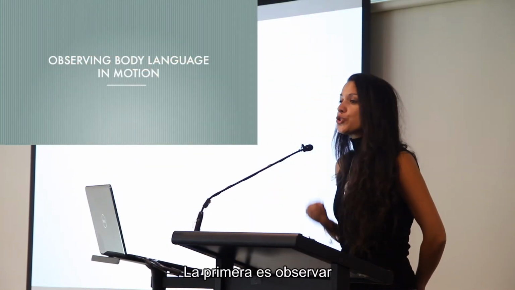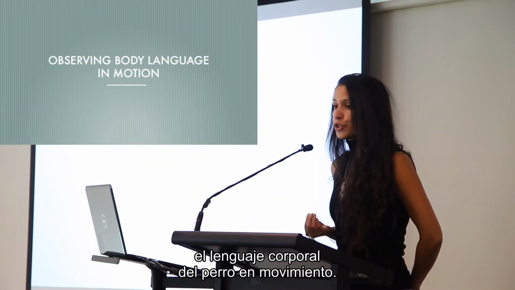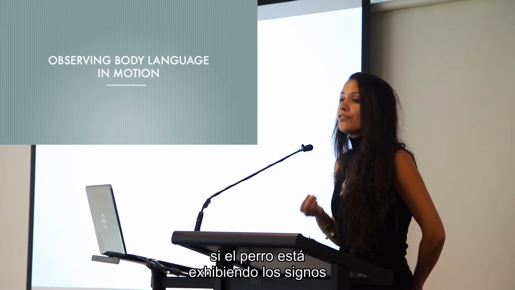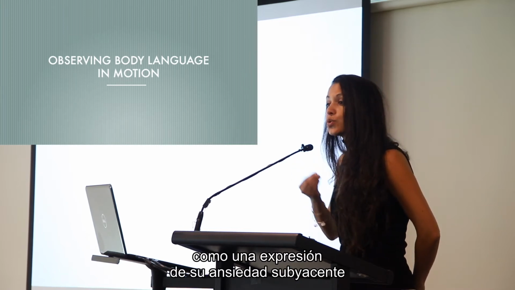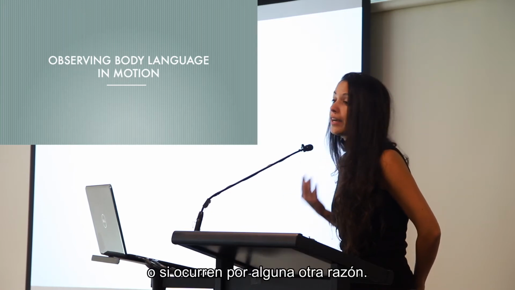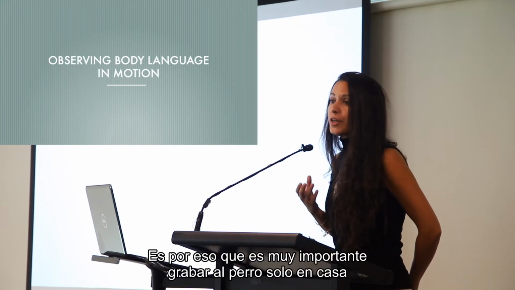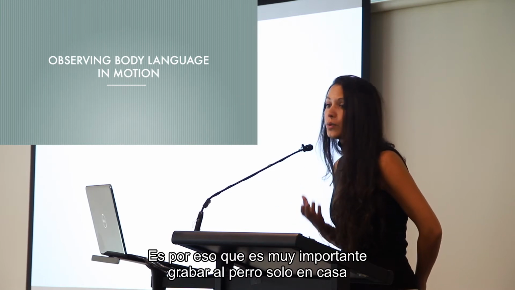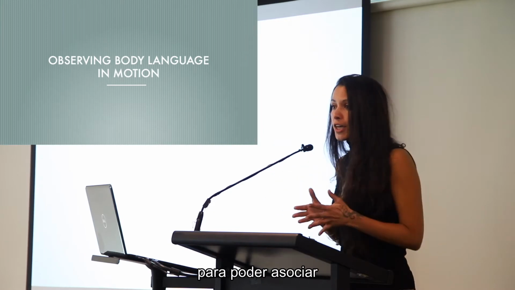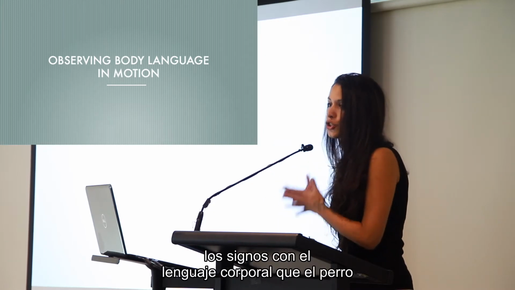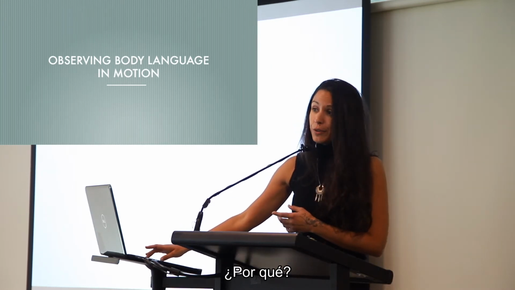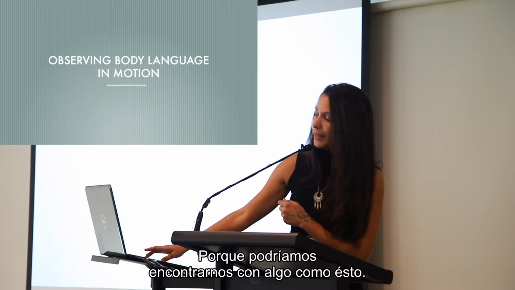We have to keep 2 things in mind. The first one is observing the body language of the dog in motion. That's the only way that we will determine if the dog is displaying the signs as an expression of an underlying anxiety, or if they are due to something else. So it's very important to either record the dog when left alone or observe the dog through an online camera, so we can match these signs to the body language that the dog is showing at that particular time. Why? Because we could find something like this happening.